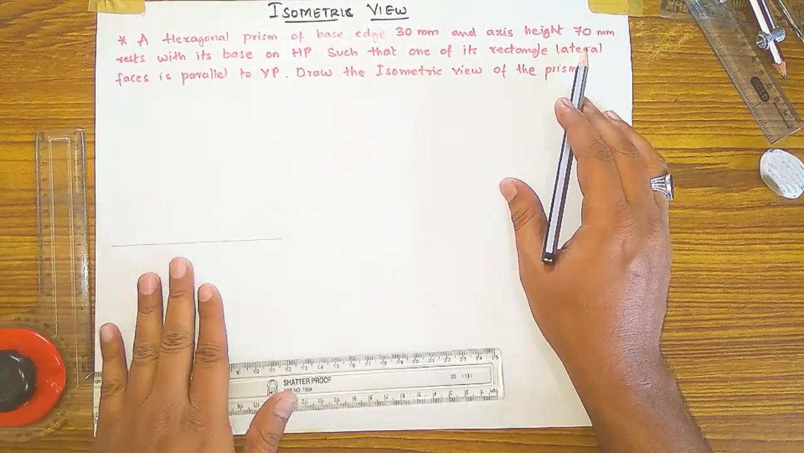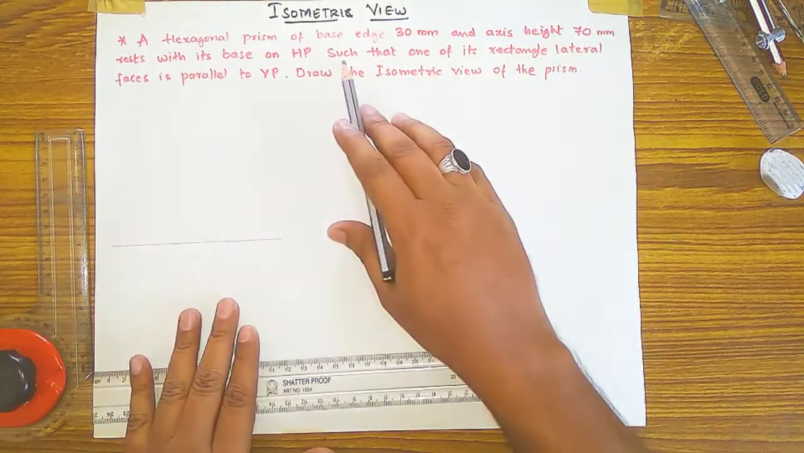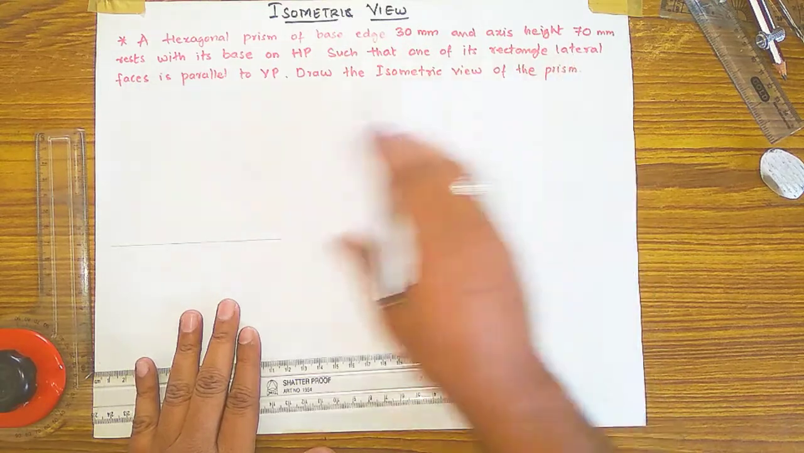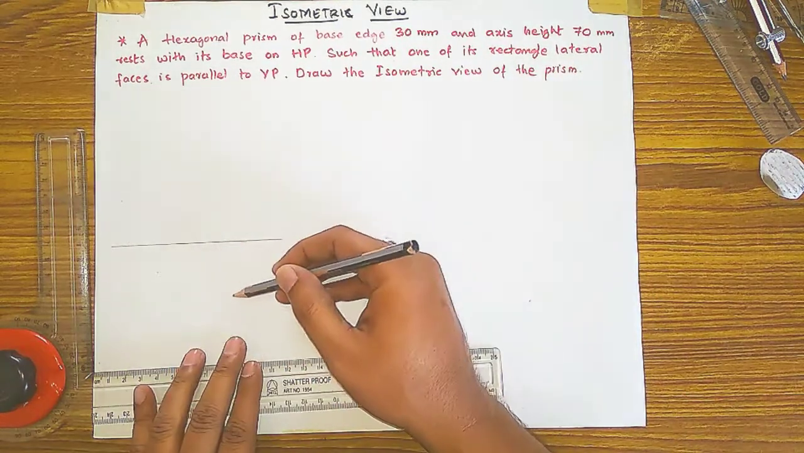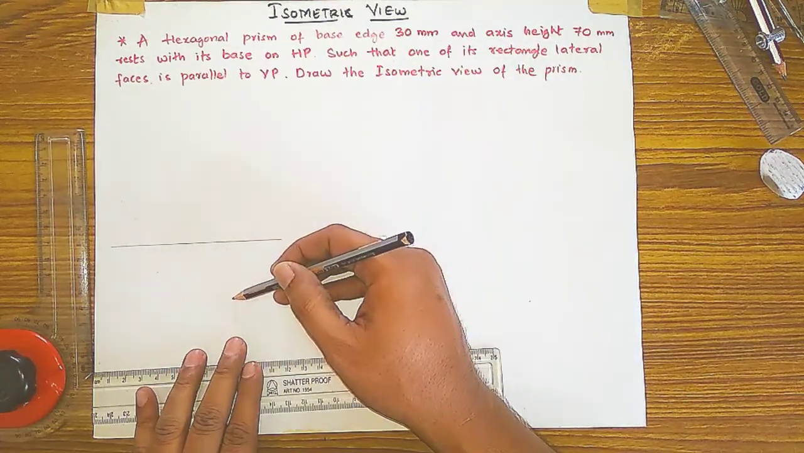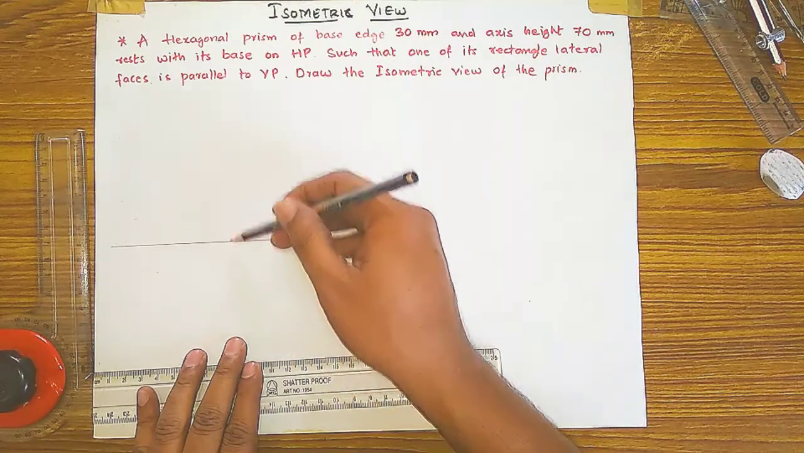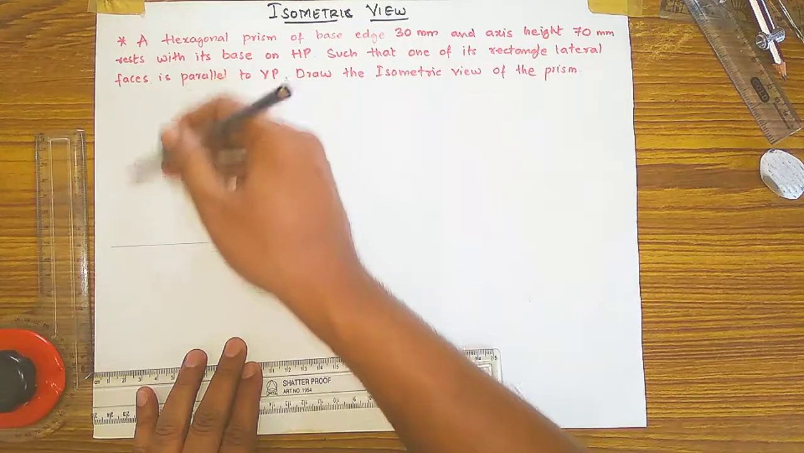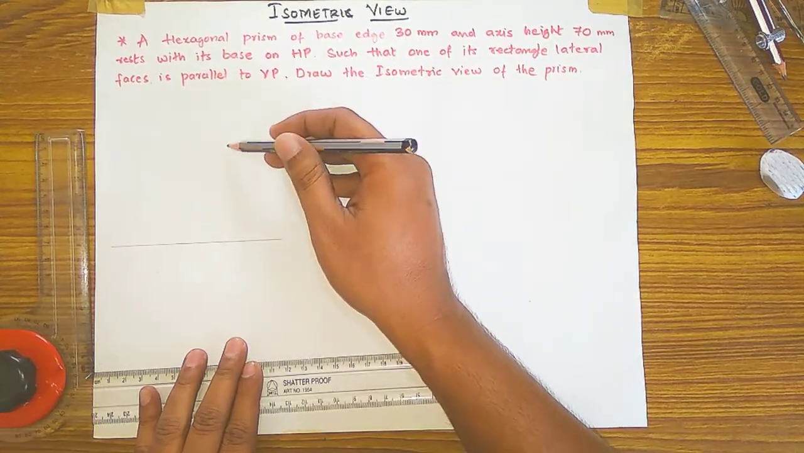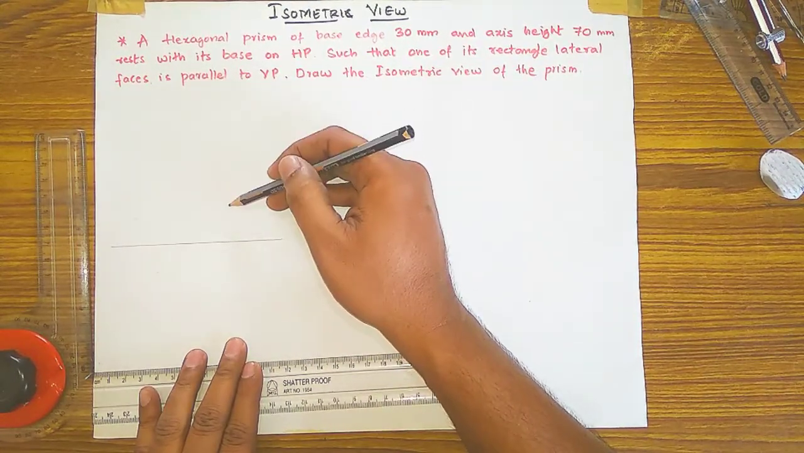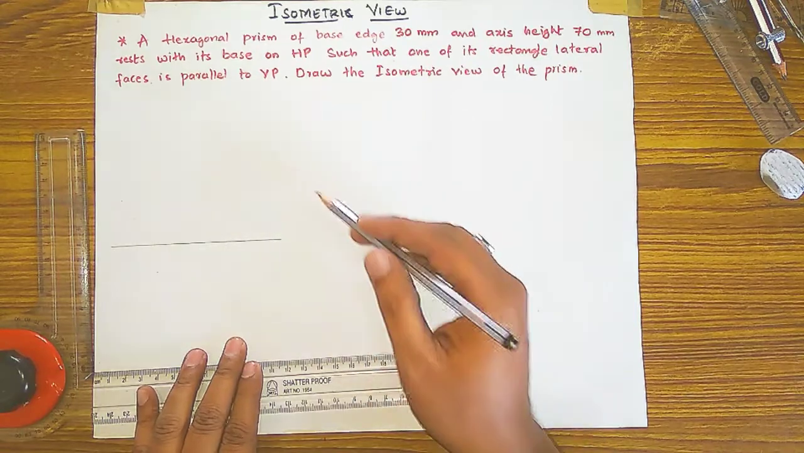Then I will show you how to draw the hexagon. And such that one of its rectangular lateral faces is parallel to VP means whenever a hexagon rests on a corner, then one of its lateral faces, which in a prism is called the lateral rectangular face, is parallel to VP.